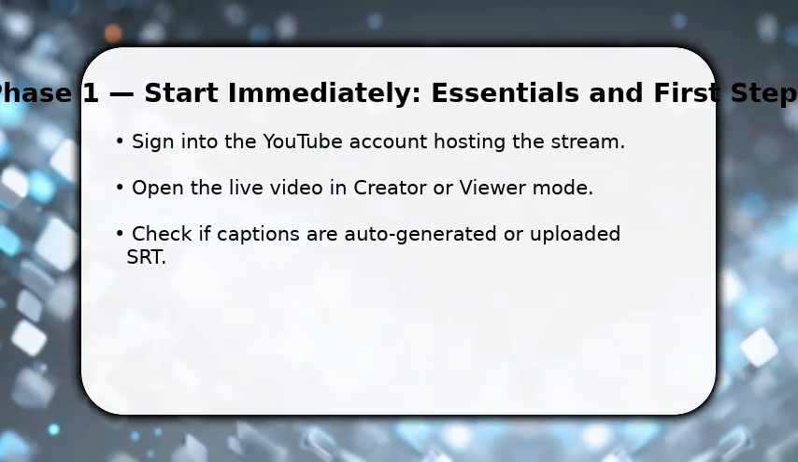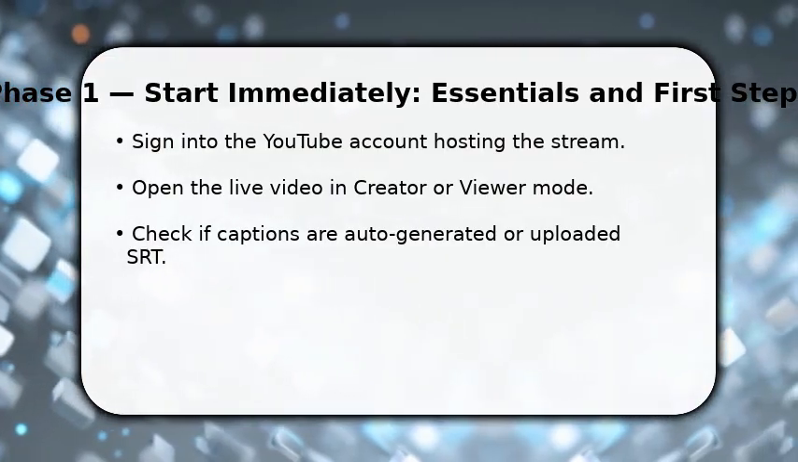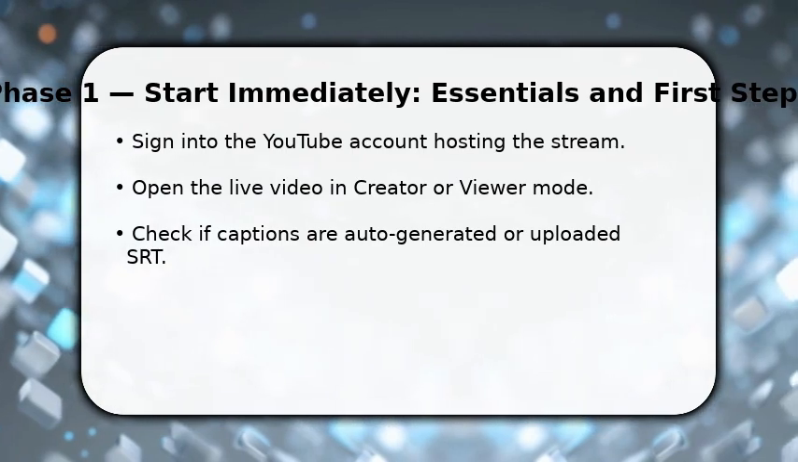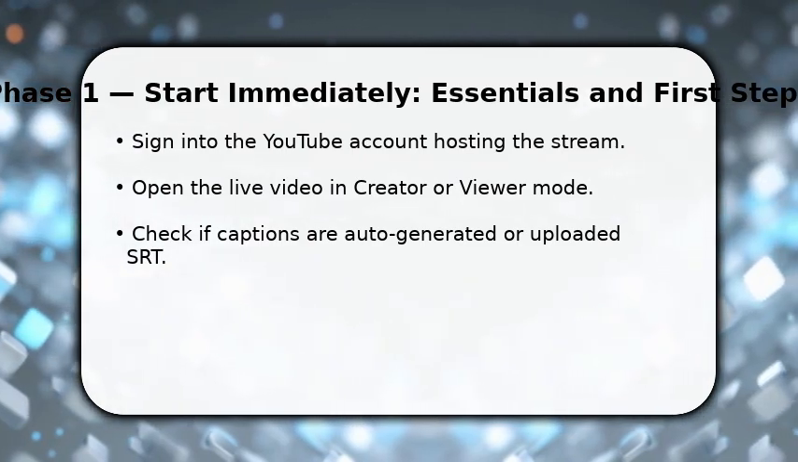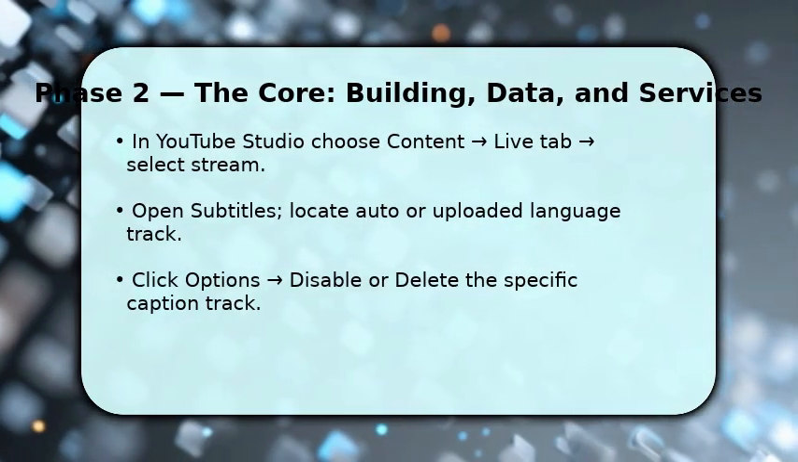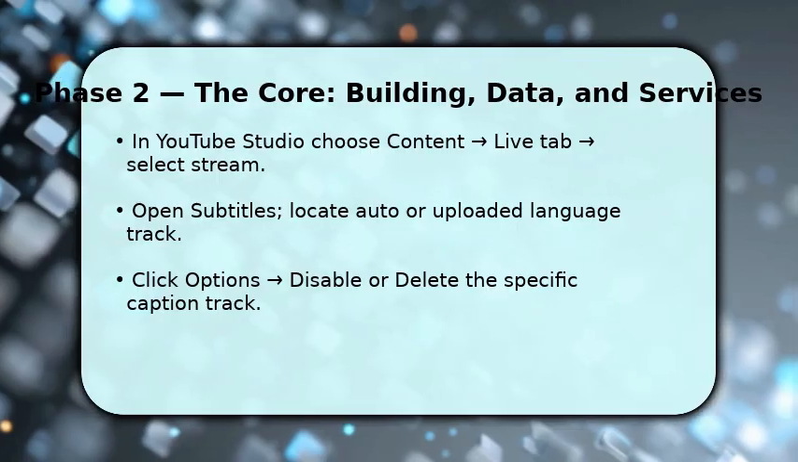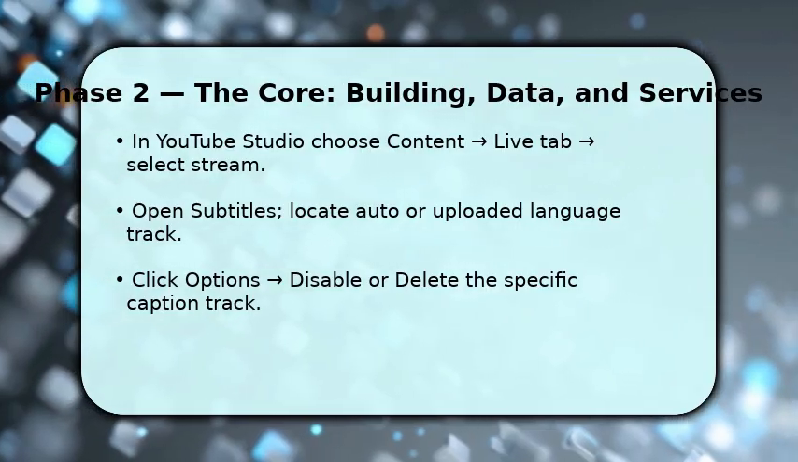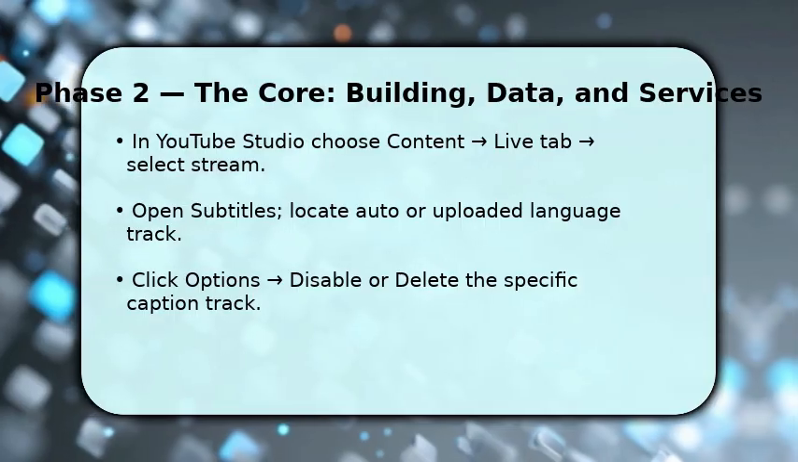Now, go to the video details or the live control room to find subtitle and CC options so you can take the first actionable step. You navigate to YouTube Studio, open Content, then the Live tab and select the active stream. Next, go to Subtitles for that stream and locate the language track.